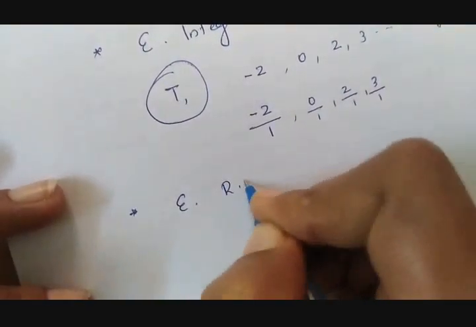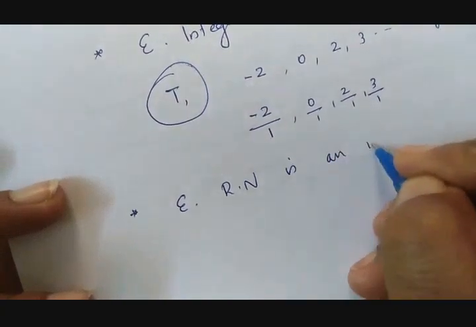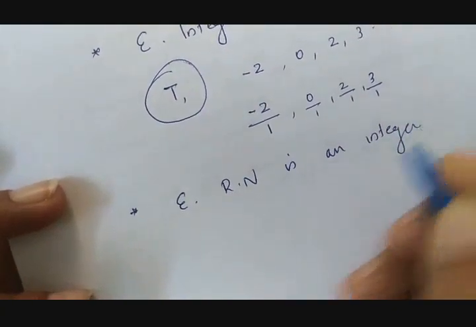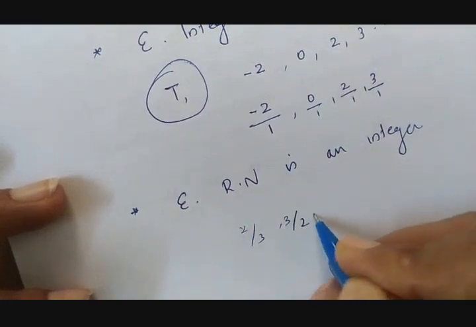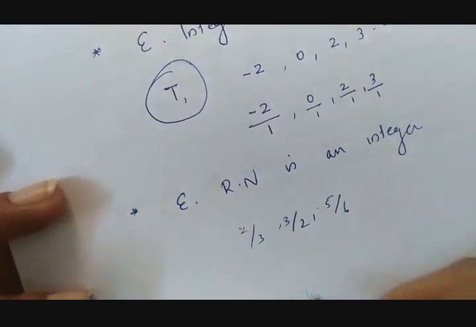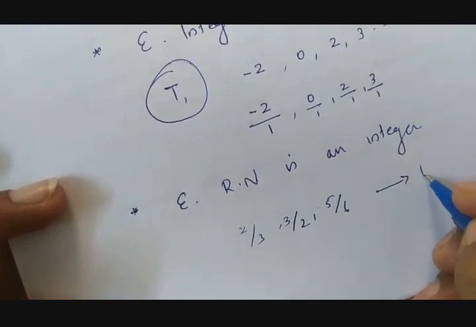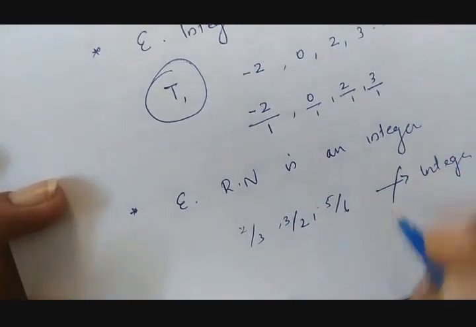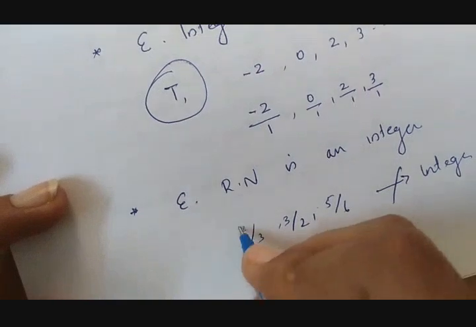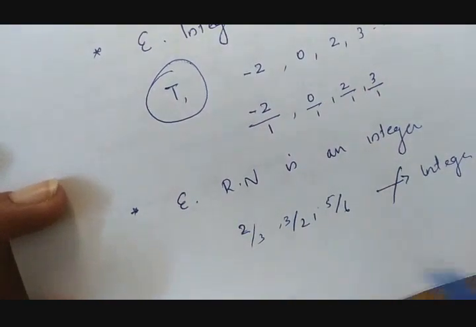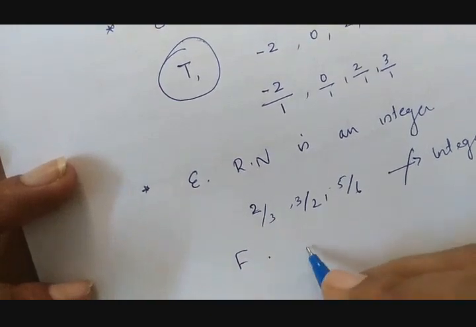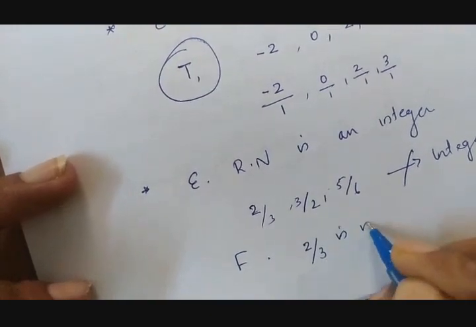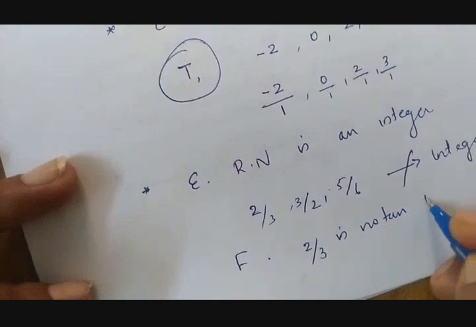Every rational number is an integer. Rational number means fractions like 2 by 3, 3 by 2, 5 by 6. Is it an integer? No. These are not integers. These are simply fractions or rational numbers. So we can say that this is a false statement because 2 by 3 is not an integer.